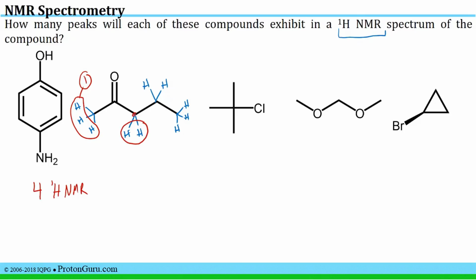Likewise, these 2 H's on the same carbon are identical to one another. They're magnetically equivalent. That would give us a second signal. These 2 H's would give us a third signal, and all 3 of these together would give us a 4th signal.